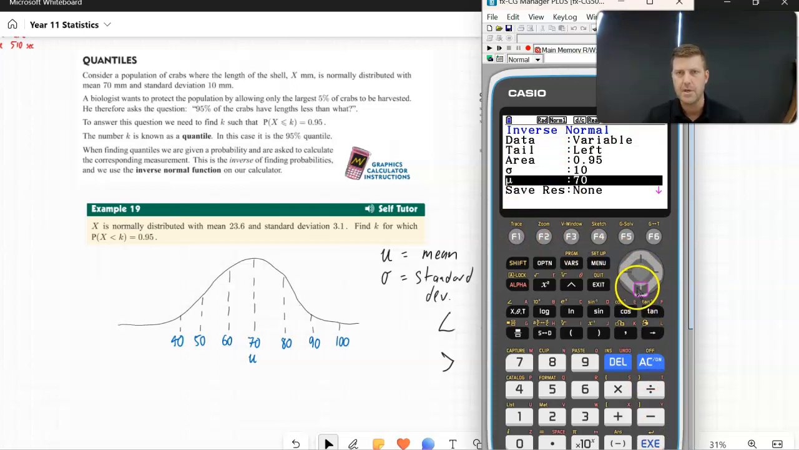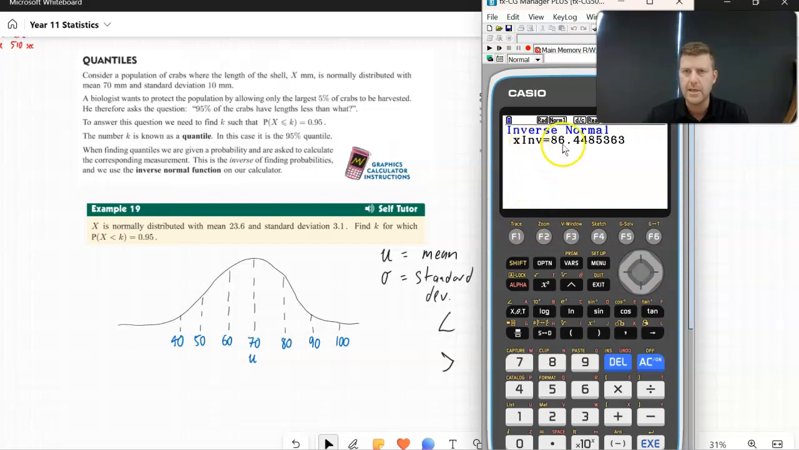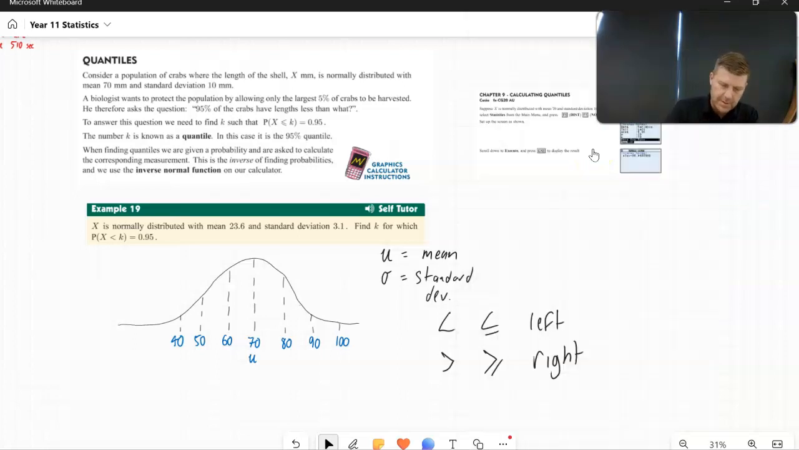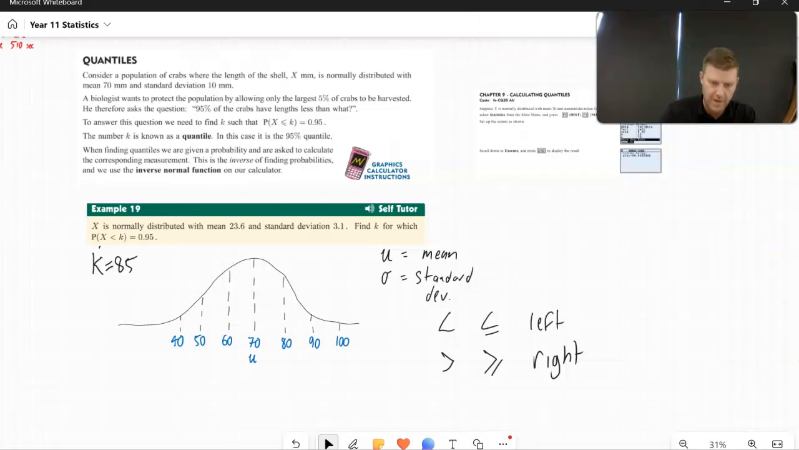You can scroll down to execute. Here you won't be able to draw the graph. So anyway, let's find out. And the answer is K is equal to 86.45. It's taking a bit of time today. So K is equal to 86.45, in this case, millimeters.